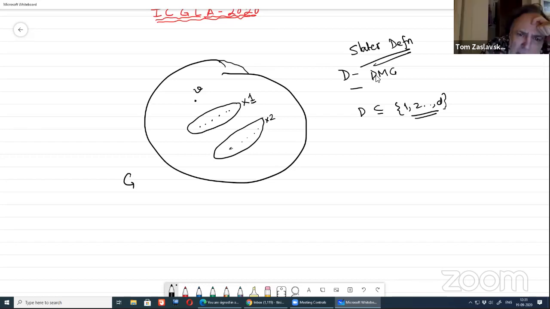Now, this looks like it is related to distance. So this is another thing that it makes sense to call distance magic. In fact, it makes the most sense. This looks like the best meaning for distance magic, that you pick a set of distances and you use those.